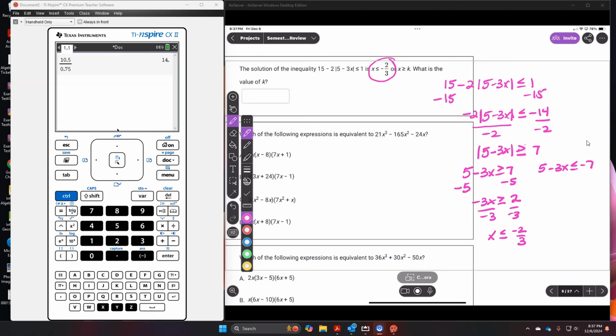So now we've got to find the value of k, which is the other inequality. So we have to subtract 5. So we have negative 3x is less than or equal to negative 7 minus 5, which is negative 12. Divide by negative 3. So x is greater than or equal to 4. It's a lot of steps, and these are things that you've got to remember. So your answer for k is 4.